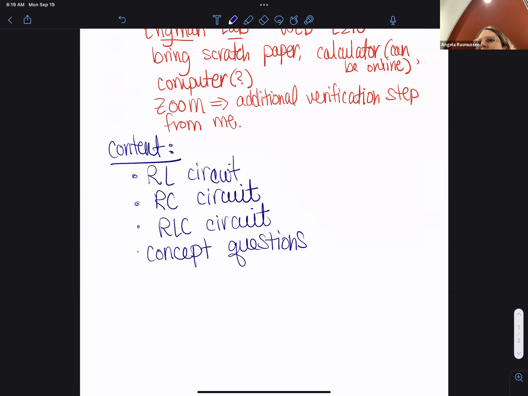So if I change the capacitor, how is that changing alpha or omega naught? If I change the inductor, how is that changing alpha or omega naught, to change me from those different characteristics of how it transitions from the initial and the final state? Does that make sense what the concept questions would be?